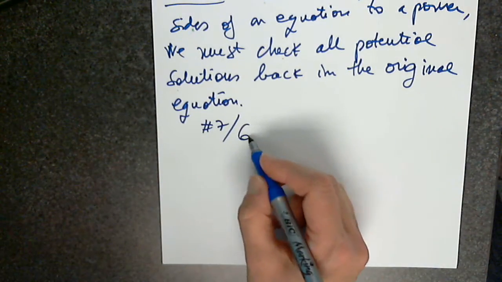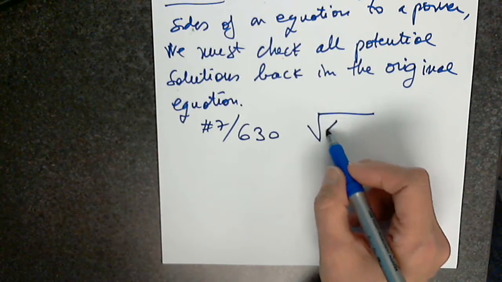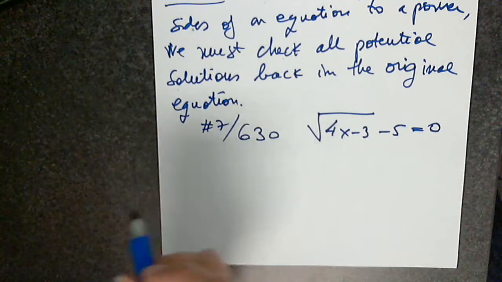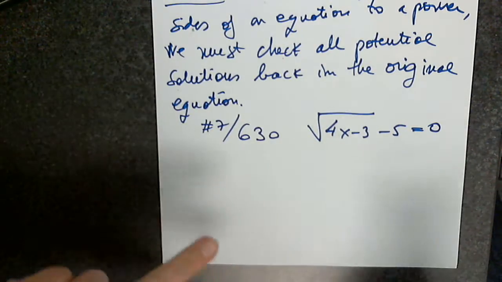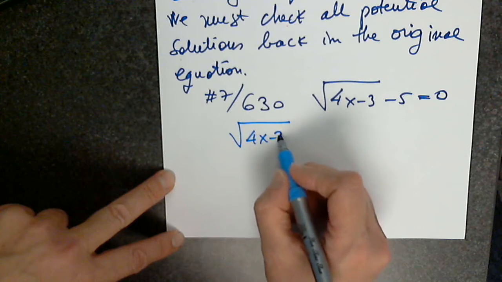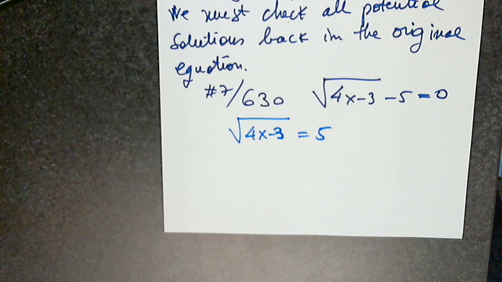on page 630, where we are given the equation the square root of 4x minus 3 minus 5 equals 0. What do you think will be the very first step that I have to perform? Very good. I have to separate the radical from the rest. Isolate the radical from the rest. I'm adding 5 to both sides.